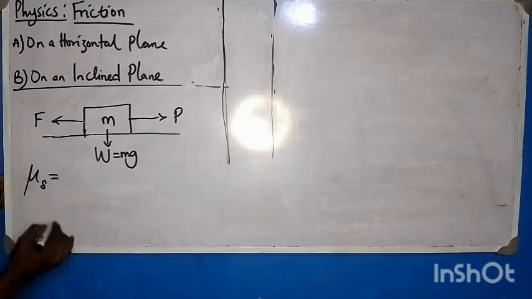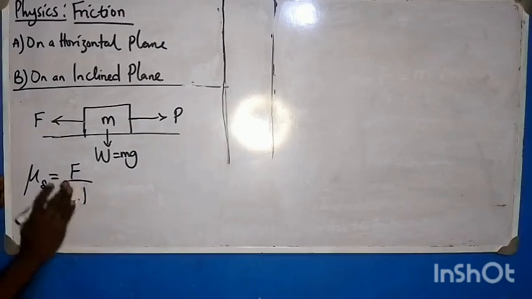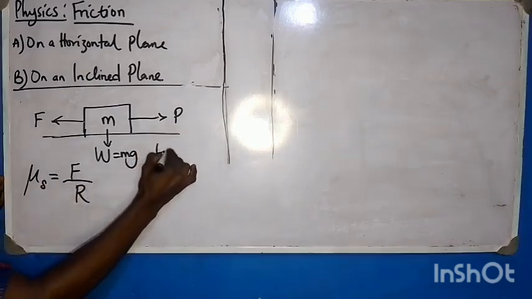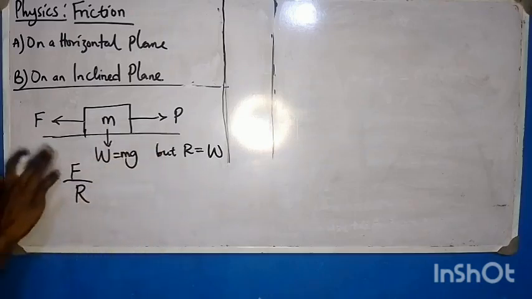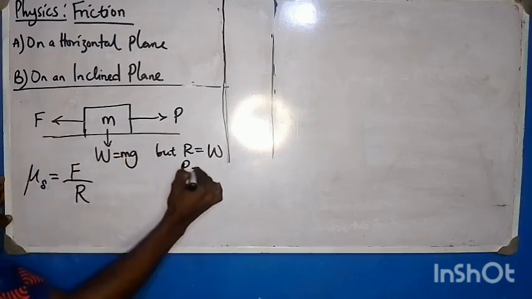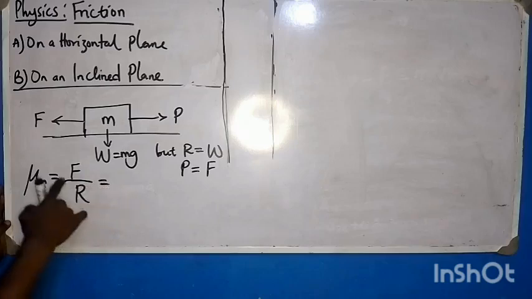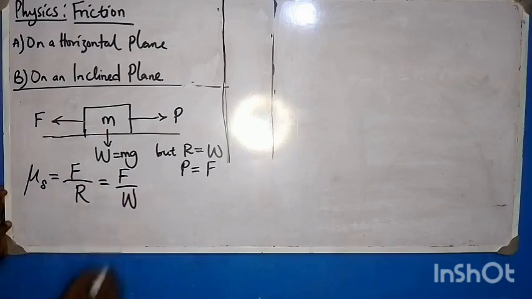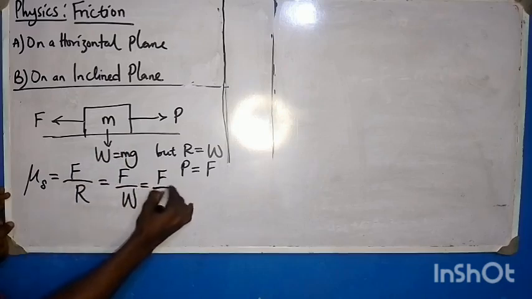So mu s is equal to the frictional force F over the weight W, or let's start with R, reaction R. But here R is equal to W, and for static friction our P is equal to our F. That's why we can use F here. So if I change this R to W, I'm going to have F all over W here. Or if I change the W to mg, I'm going to have F all over mg.